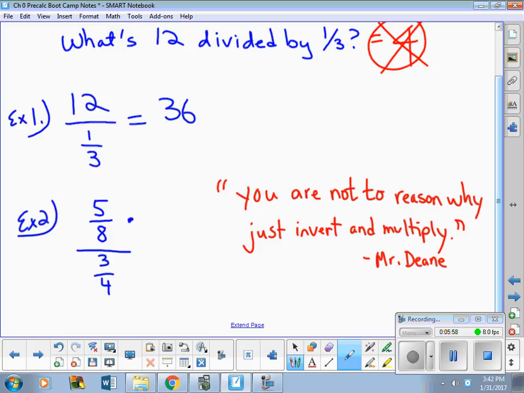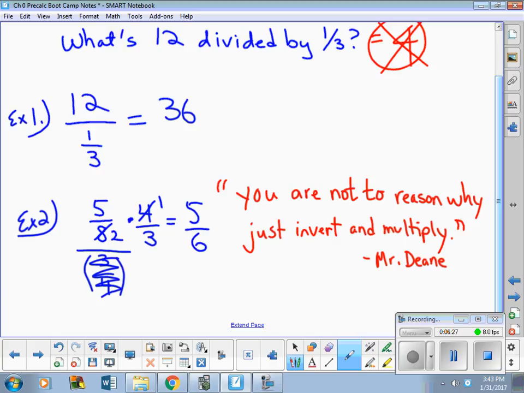Here's how it works for something more complicated like example 2, 5/8 divided by 3/4. You are not to reason why, just take the reciprocal of the second fraction, the denominator's fraction, and multiply instead of divide. Once you do that, you can forget about the fraction of the denominator. You can cross-cancel these numbers and multiply straight across.